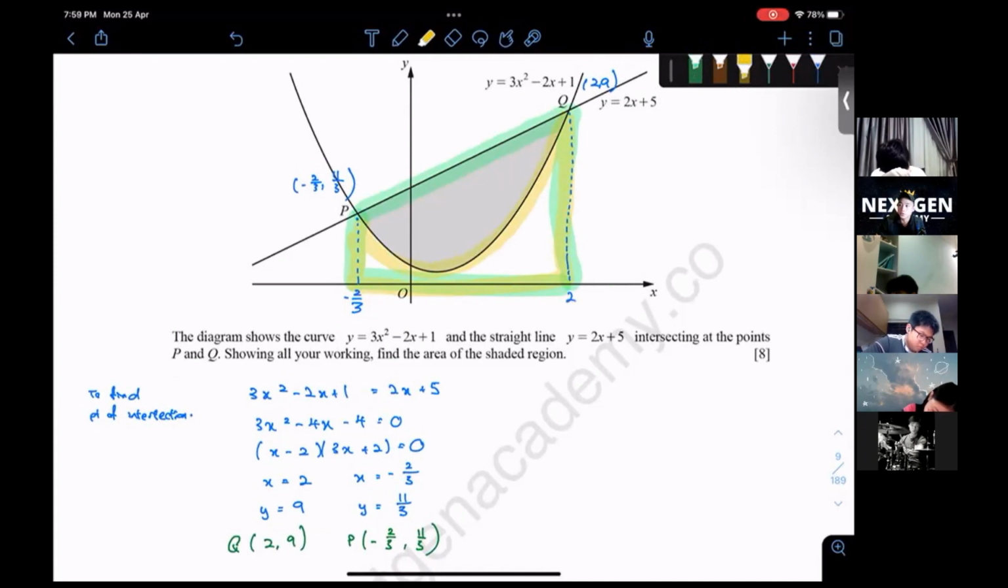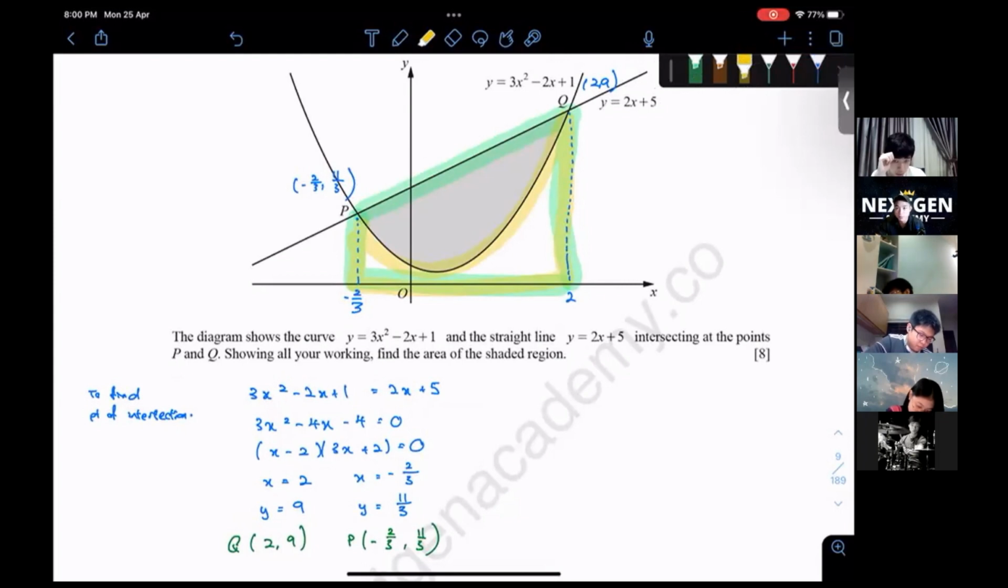Okay, so there are 2 ways to do this. You all can do Wei Zheng's way of integrating from negative 2 over 3 to 2 under the straight line. Or what's the other alternative method? Any one of you try another method? How can I find the green area? Is there another way? No. The rest of you, any other way? No. Yeah, I'll teach you another way.